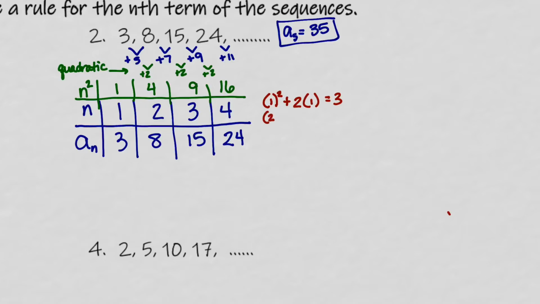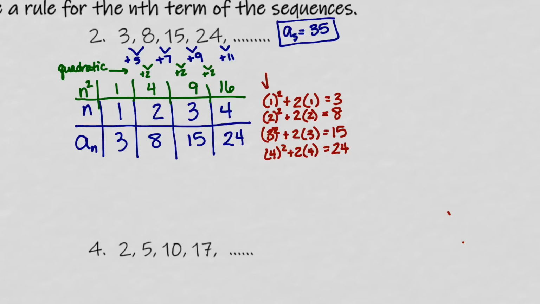Let's try it with the second term. If n is 2, I'm going to square it, and I'm going to take it times 2. Well, that's 4 plus 4 is 8. That was that next term. All right, 3 squared plus 2 times 3. So 9 plus 6 is 15. There's that term. And then 4 squared plus 2 times 4. So 16 plus 8 is 24. So all of my terms worked out.